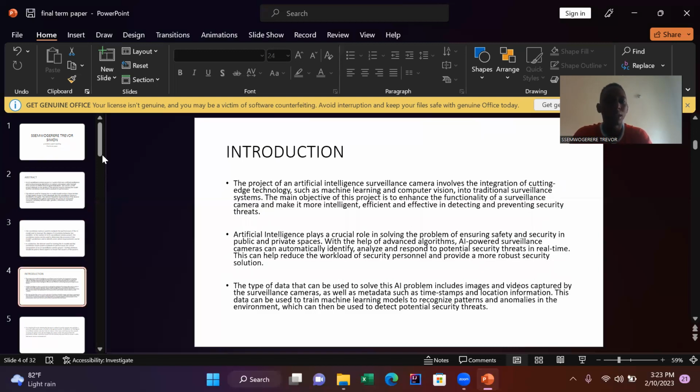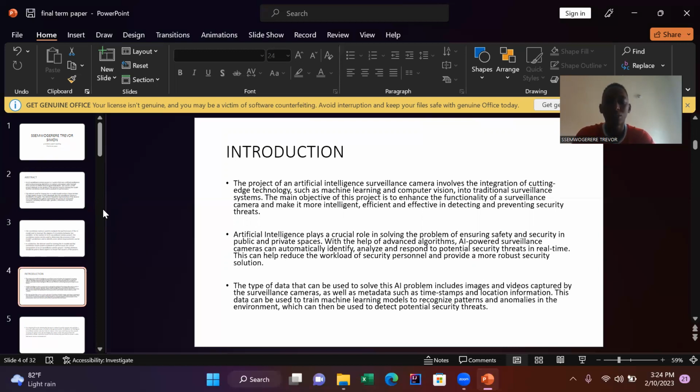Maybe I can also talk about the correlation matrices, the metrics I'm going to use. We have precision, F1 score, recall, accuracy. All that is going to be talked about. So the introduction is here.